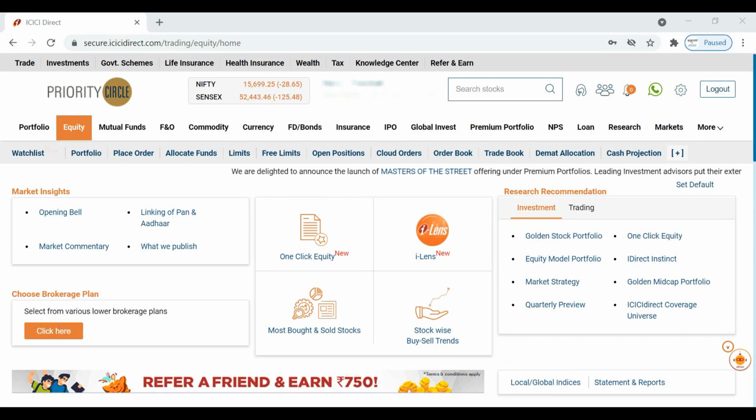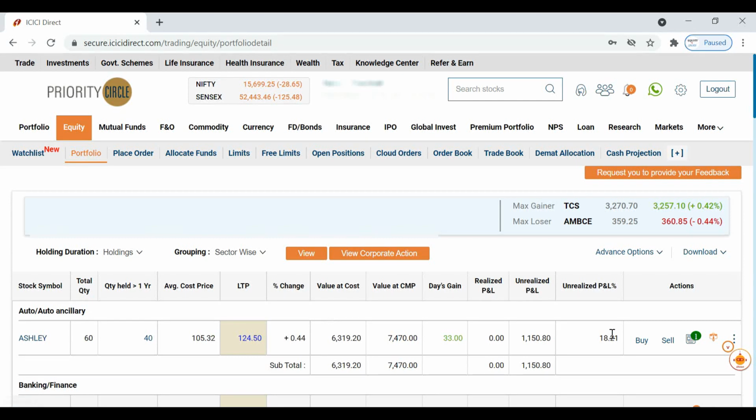Hello friends, in this video I am going to show you how, in the ICICI Direct trading platform, we can place a stop loss order for our equity holdings. For that, we have to go to equity, then select the portfolio. Here you can see our portfolio holdings.